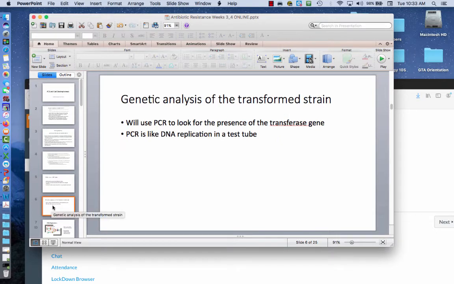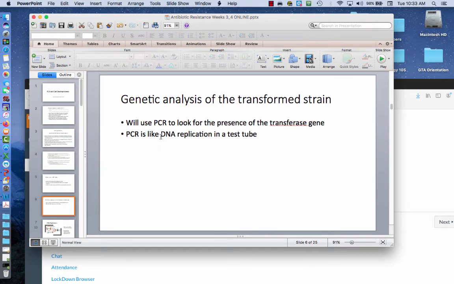All right, and then let's start thinking now, what will we do to characterize the transformed and wild type strains genetically? So we're going to do some genetic analysis. This is where PCR is going to come into the picture. PCR is like DNA replication in a test tube, but it is not just random DNA replication. This is controlled DNA replication. We can control the region of DNA that gets replicated.